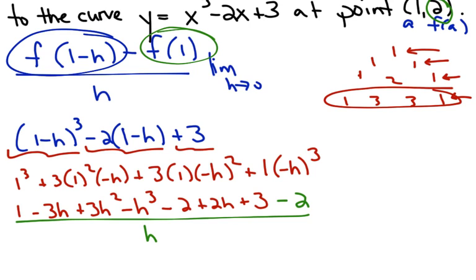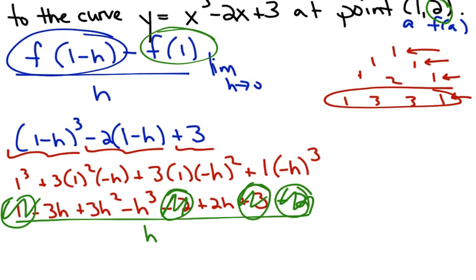So let's do some simplifying. I have a 1, minus 2 is negative 1, plus 3 is 2, minus 2 is 0. Awesome. These all go away. Let's see what else I have. I have a minus 3h and a 2h. That's going to give me negative h. I have a 3h squared. I have a minus h cubed.